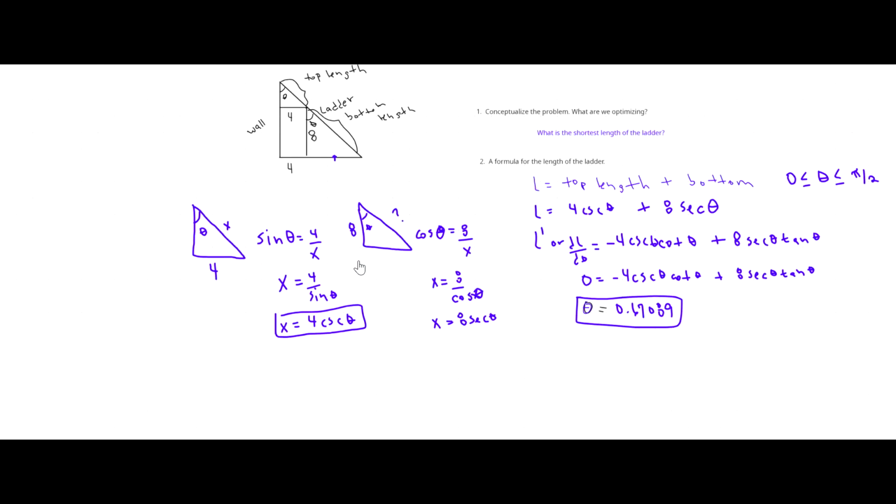Okay, so last but not least, we actually just want to answer the question, and the question asks for what was the shortest length. So I'm going to go ahead and say 4 times cosecant of that lovely angle, 0.67. I'll just keep all the accuracy for now, just in case. I don't want to have any rounding issues right at the end. That would not be ideal, right? Plus 8 times secant of that same value.